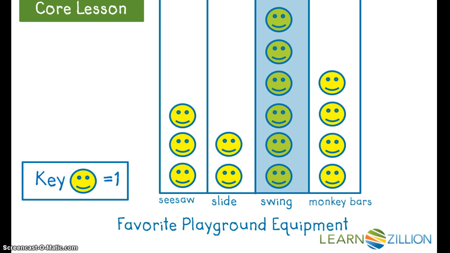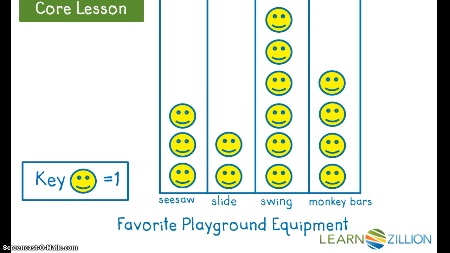Now what if I asked you the question, how many students voted for the swing and the monkey bars? How would you solve it? Well, hopefully you would start by looking at the swing category and knowing that 6 students voted for the swing. And then looking at the monkey bars, 4 students voted for the monkey bars. So how would I get the total number of students that voted for the swing and monkey bars? I'd add them together. So 6 plus 4 equals 10.